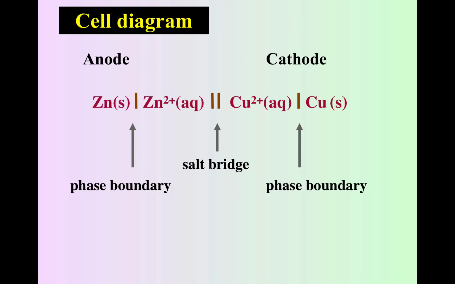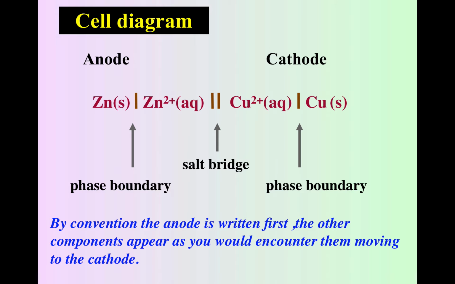Then you have a phase boundary, right? That's what the line represents between the zinc metal turning into the zinc 2 plus in the solution. Then you encounter a salt bridge, which separates the anode from the cathode. Then on the other side, you've got copper 2 plus taking electrons along a phase boundary, turning into copper. So this is a shorthand way of writing what's going on in an electrolytic cell. By convention, you start with the anode and you work your way over to the product at the cathode.